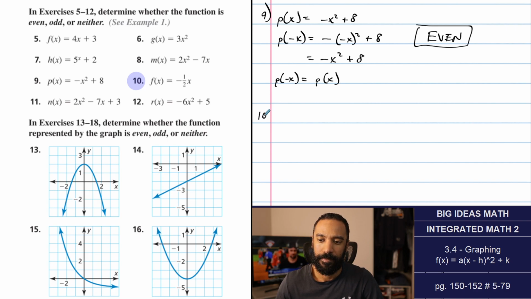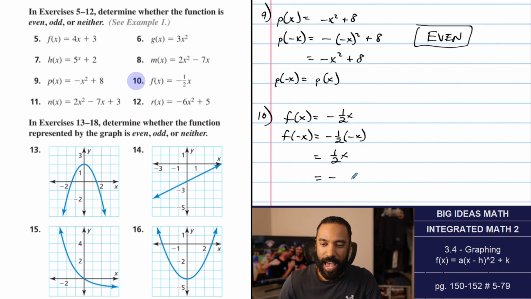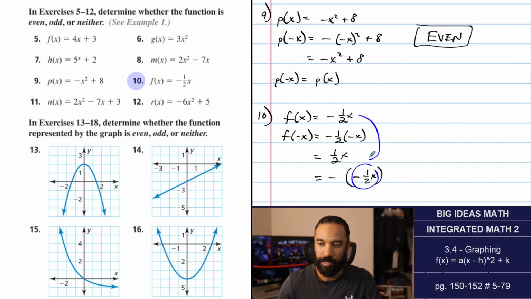Number 10. F of x equals negative 1/2 x. F of negative x is negative 1/2 times negative x. And multiply a negative by a negative, you get a positive. You get 1/2 times x, which is the exact opposite, right? This is the exact opposite of negative 1/2 x. I know that looks weird to show a negative with a negative there, but I'm showing that this is the exact opposite of this. Excuse me, of f of x.